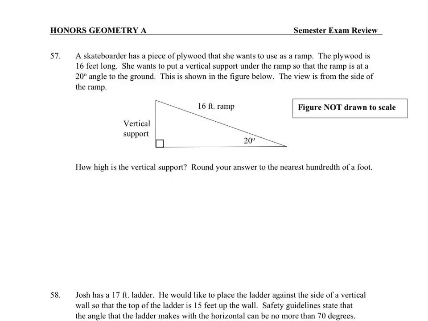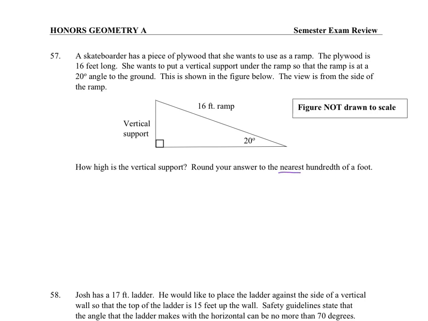Question 57 says a skateboarder has a piece of plywood that she wants to use as a ramp. The plywood is 16 feet long, and she wants to put a vertical support under the ramp so that the ramp is at a 20-degree angle to the ground. This is shown in the figure below. The view is from the side of the ramp. The question is, how high is the vertical support? Round your answer to the nearest hundredth of a foot.